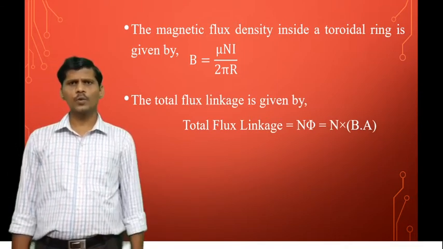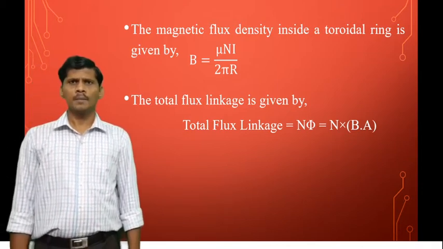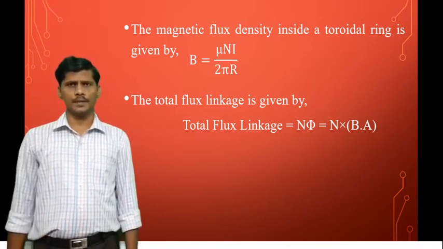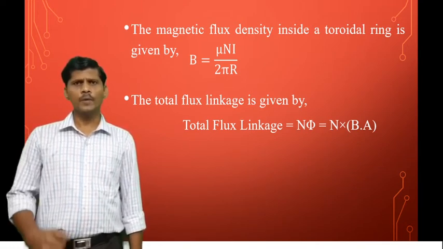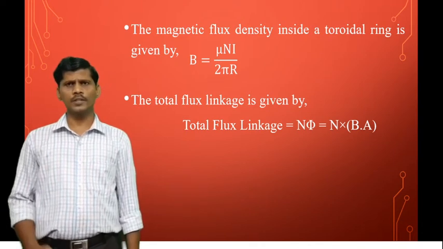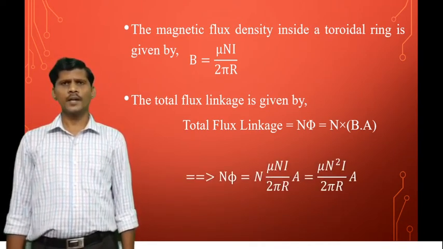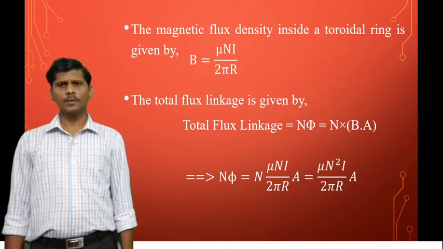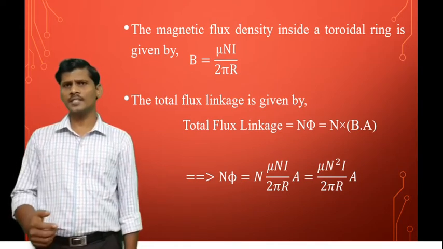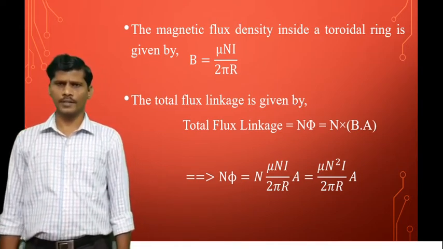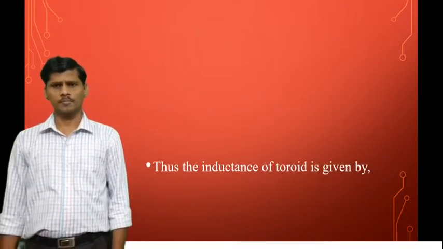Next, calculate the total flux linkage of the toroid. The total flux linkage is NΦ, but Φ is equal to B into A. What is the magnetic flux density inside the toroid? μNI / 2πR. Substitute that value here. The total flux linkage NΦ is equal to μN²I / 2πR into A. Here I is the current flowing through the toroid, A is the cross-sectional area of the toroid, and capital R is the radius of the toroidal ring.